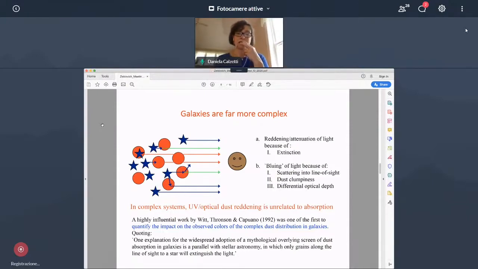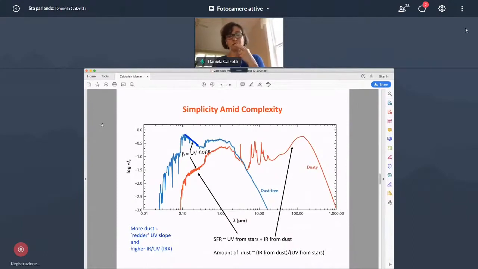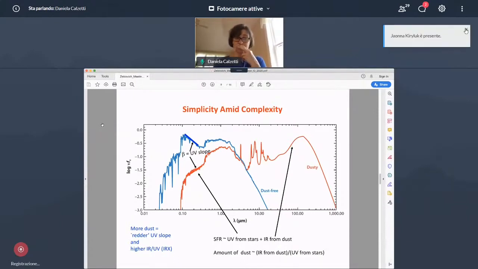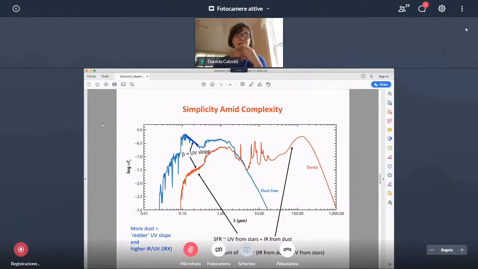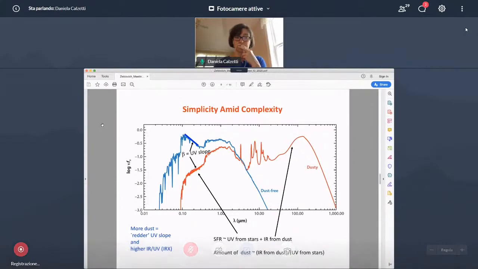Amid all this complexity, how do we proceed? Well, first of all, I'm recalling the first slide of the spectral energy distribution of a stellar population with and without dust. There are a few trends that one can observe. The first trend, which seems to be fairly systematic in many environments, is that as you increase the amount of dust, the slope of the UV continuum, which I'm calling beta or UV slope and is marked by the two arrows here, becomes less negative, or if you will, redder.